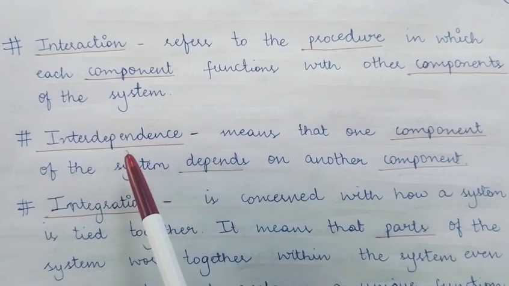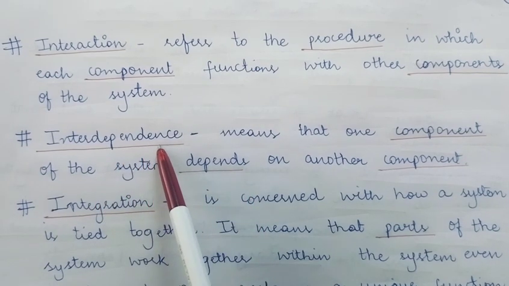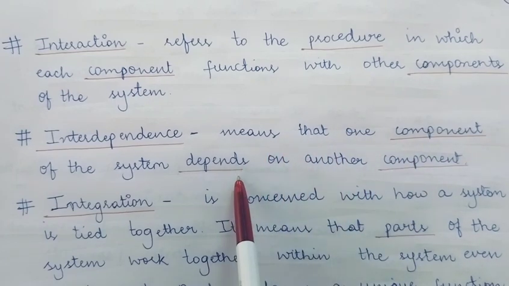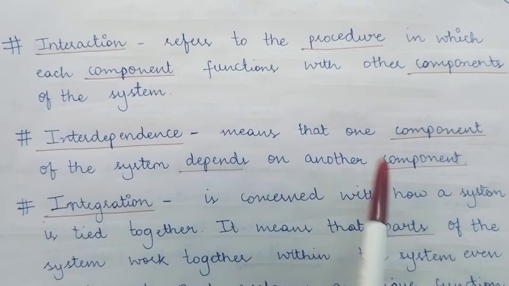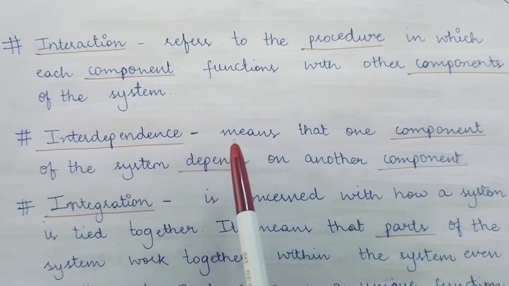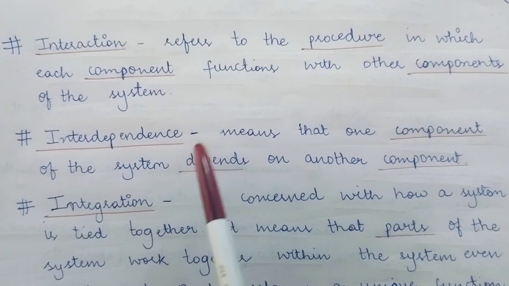Now the third characteristic of the system is interdependence. Interdependence means that one component of the system depends upon another component. This is a term which is being repeated, because in the very definition of system I said that the components are interdependent.